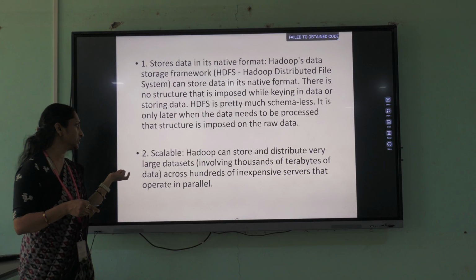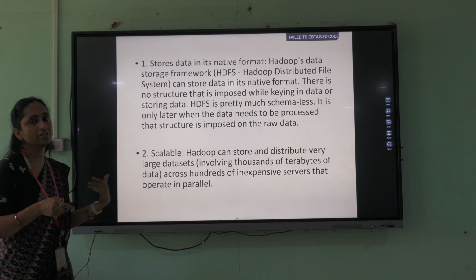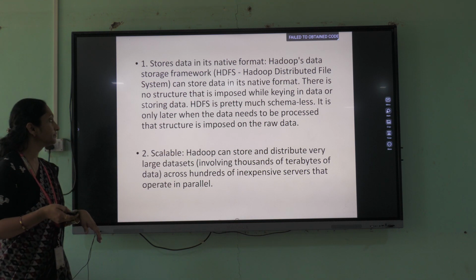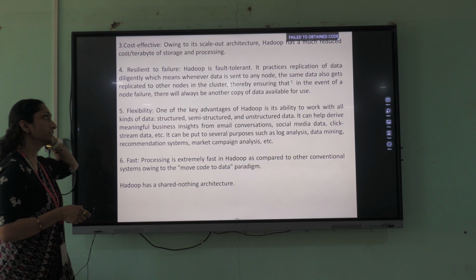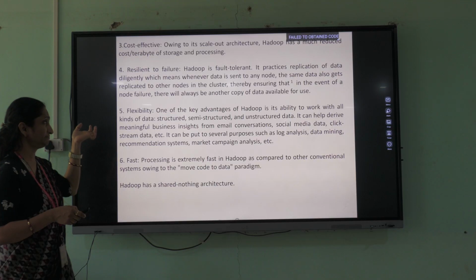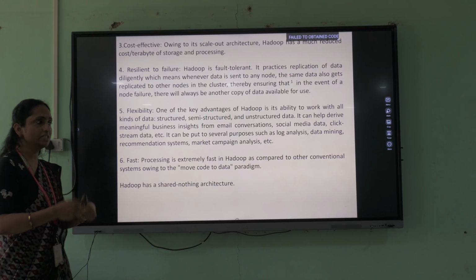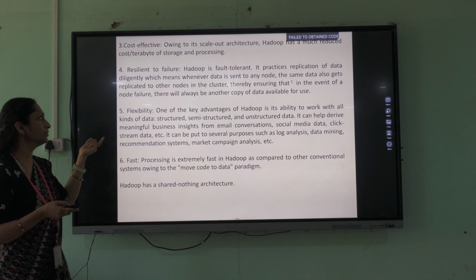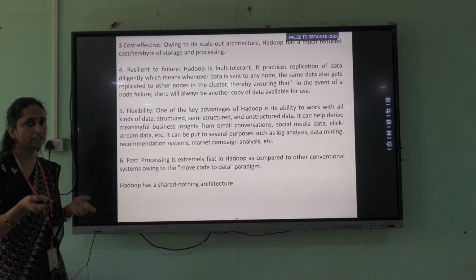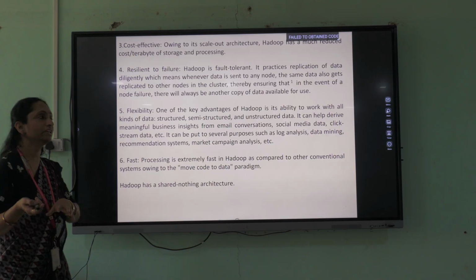Hadoop can store and distribute very large data, horizontally scalable. We can add any number of servers into that. And this is cost effective because it has a scale-out architecture. So that means we will add servers instead of taking high-end servers. And resilient to failure. So we will have replications of the data so that if one node's data fails, we will work with the other node.